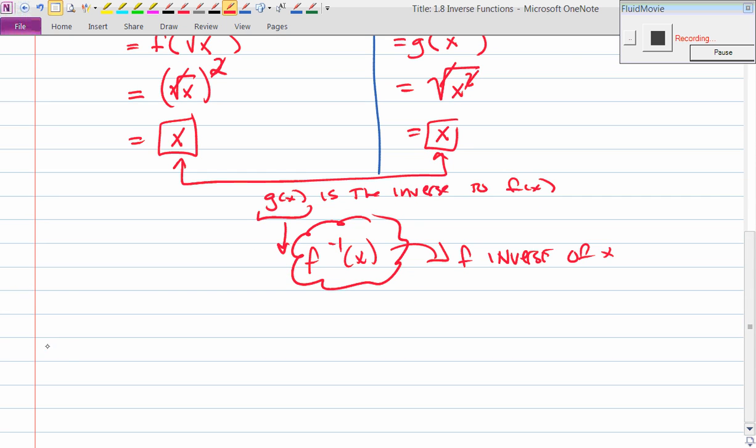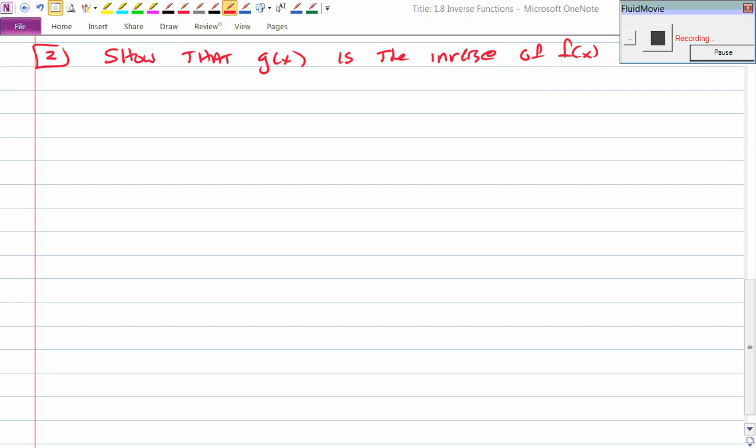Alright, here are the two functions that we're going to work with. I'm going to give you f of x is equal to 3x plus 2, and g of x is equal to x minus 2, all divided by 3. Alright, so how do we show that g is indeed the inverse of f?